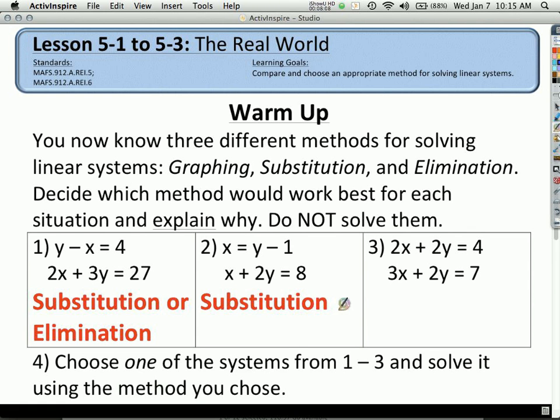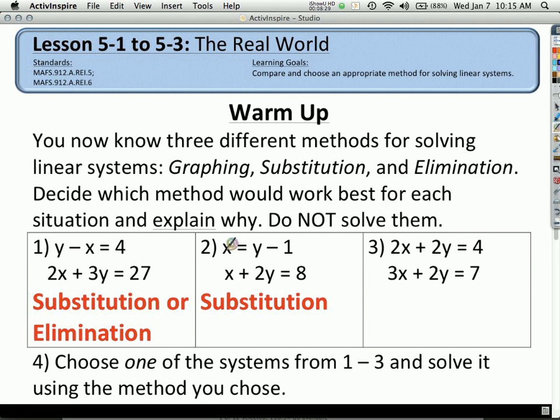Graphing is important, but it is not effective. It is not efficient. So it's a waste of time. Not only that, this equation is not in a very nice form for graphing. So why would you go ahead and do that?